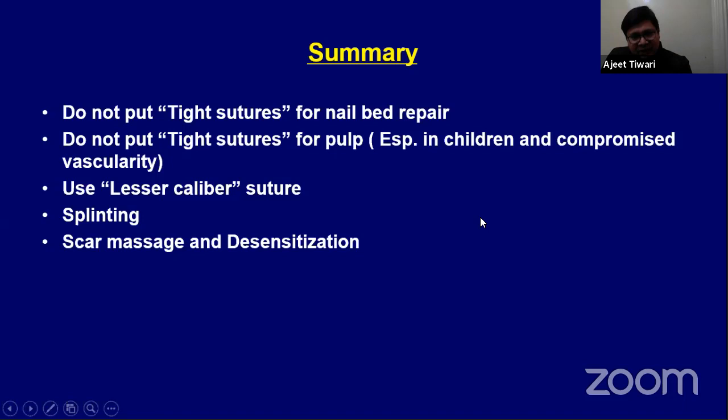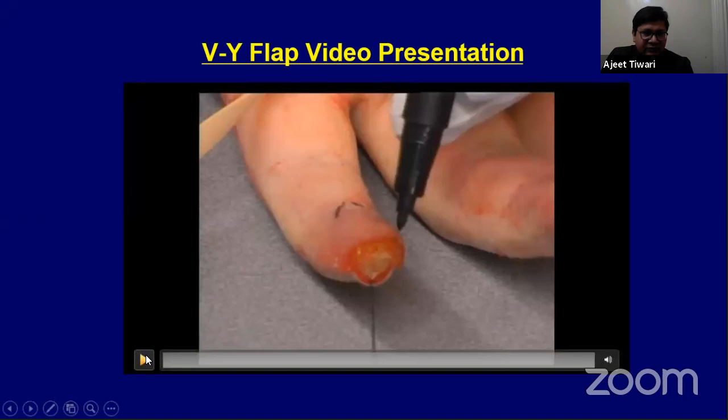There's a small video for the VY flap cover. This patient has a transverse amputation.